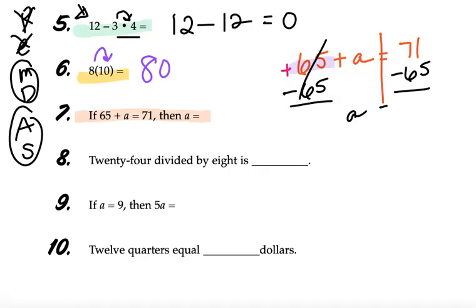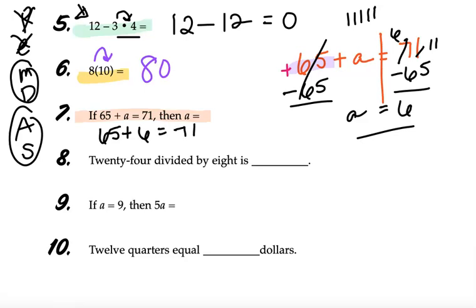And now we have A is equal to, we do a little bit of regrouping here because you can't take 5 from 1. And we're going to borrow here. And so 5 from 11 will give us 6. Let's double check. 6, 7, 8, 9, 10, 11. So A is equal to 6. And you can always plug your answer, A, which is 6, back into the problem to make sure it works out. 65 plus 6 is 71. So 71 is equal to 71. So it's always good to check your work. Okay?